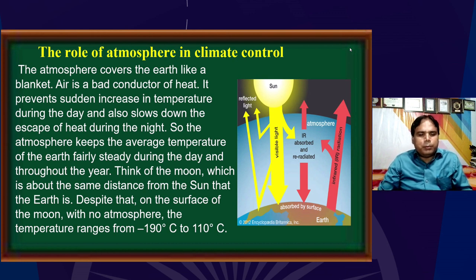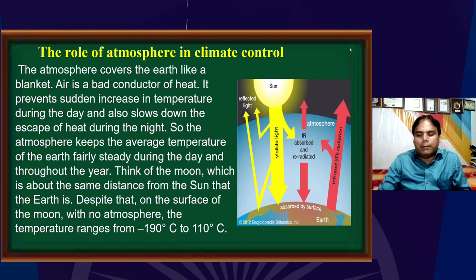We can look at another planetary body, and I want to give you one example, that is the moon. My students, think about the moon, which is about the same distance from the sun as the earth. Despite that, on the surface of the moon, there is no atmosphere. That is why the temperature of the moon is minus 190 degrees Celsius. Quite a very, very low, ultra low temperature, minus 190 degrees Celsius.